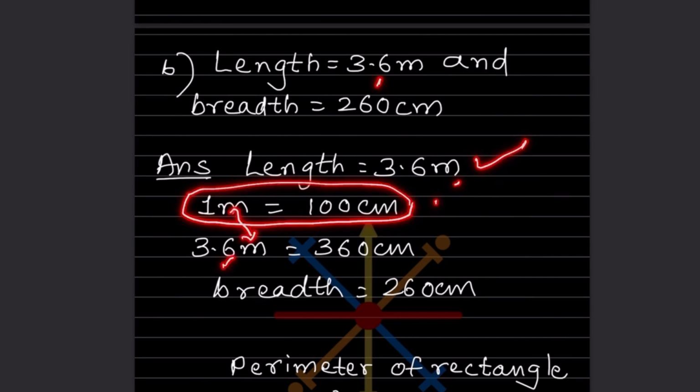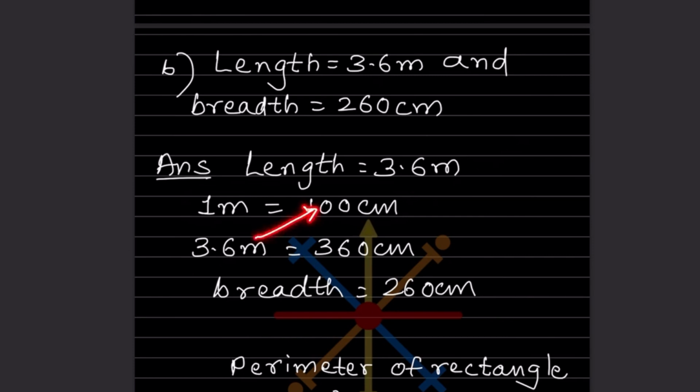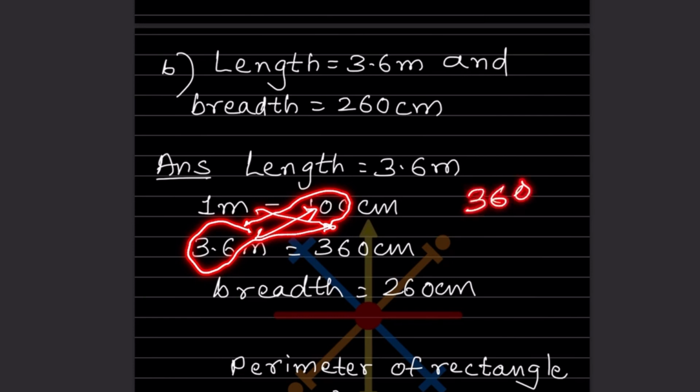So 3.6 meter, what are you going to do? You are going to cross multiply this. I have told in my previous videos as well. So when you are multiplying 3.6 into 100, that is going to be 360, and this 1 will go in the denominator. But anything divided by 1 is the number itself. So the answer is 360 centimeters.